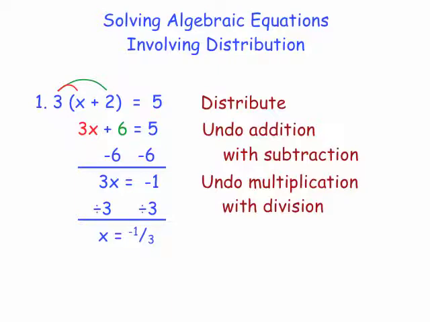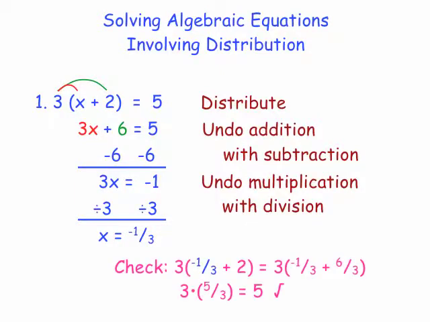Remember, I should always check my answers to make sure they're correct. Plugging negative 1/3 into the original equation, I have 3 times the quantity, negative 1/3 plus 2. Well, 2 can be converted into 6/3. So I have 3 times the quantity, negative 1/3 plus 6/3, which is 5/3. 3 times 5/3 is in fact 5, and so I have the right answer.